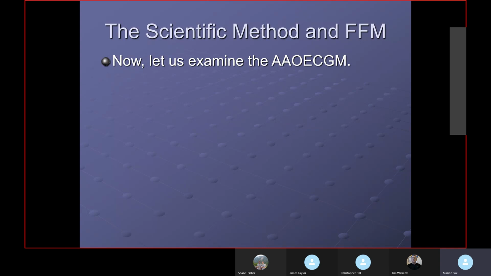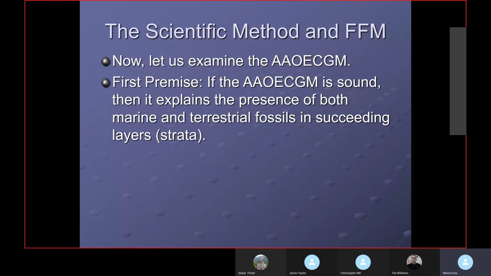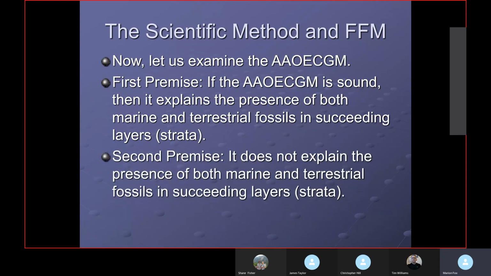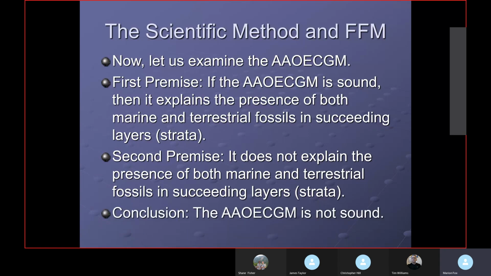Let us examine the atheist, agnostic, old earth creationist geological model. If their model is sound, then it explains the presence of both marine and terrestrial fossils in succeeding layers or strata. Well, it doesn't explain it. They don't have a mechanism to raise the continents up and down to put the marine fossils on it, then go back up again and put terrestrial fossils, lower it again to put marine fossils. They don't have a mechanism to do that. It just doesn't happen in their system. So their system is not sound.